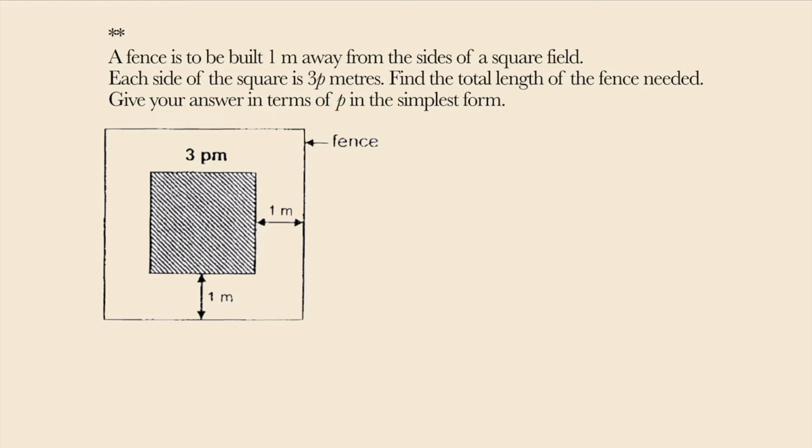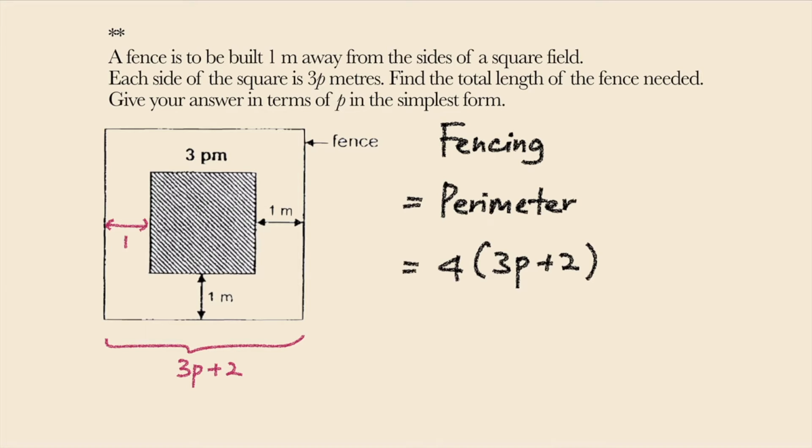We have here a fence built 1 meter away from the sides of a square field. So in other words, this part here is 1 meter as well. Okay, each side is 3p meters. So this is 3p, this is 3p. Find the total length of the fence needed. So we want the perimeter of this outer line here, which means four equal sides, yeah? Well, if we can find one side, that would be nice. Well, this is 3p plus 2, plus 2. So we know now one side of the square fence is 3p plus 2.